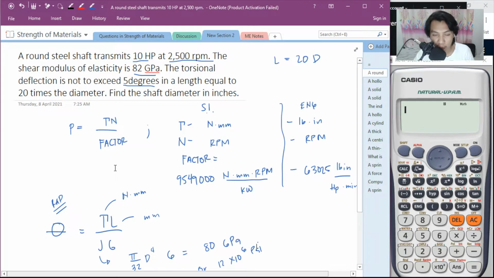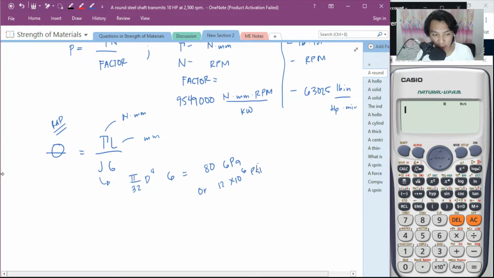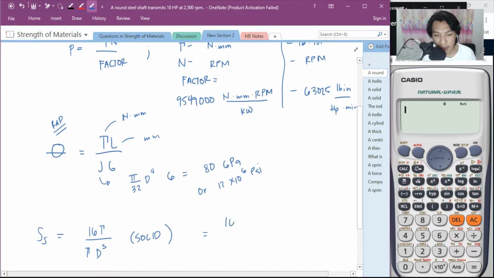Ano pa sir, meron pa ba tayong formula dyan? Siyempre, yung shear stress on the shaft. The shear stress on the shaft is equal to 16T over pi D cube, kapag solid, okay? Paano naman kapag hollow? Di equal sa 16 T D O over pi, D O to the fourth minus D I to the fourth. Ganyan lang po yun.